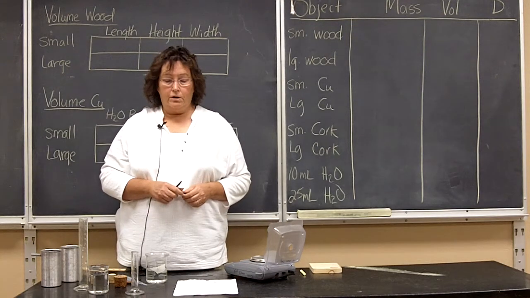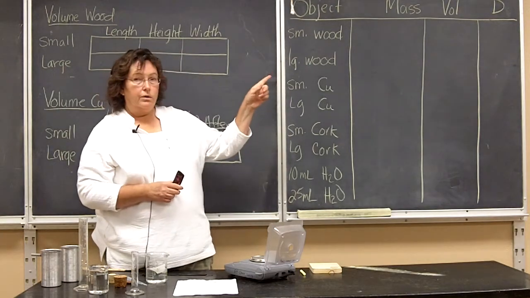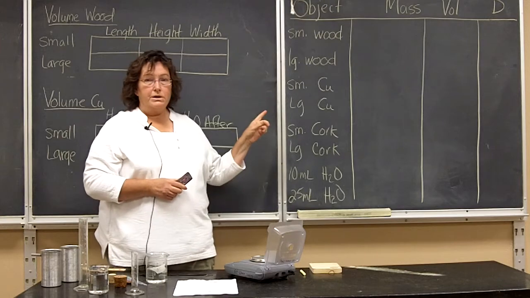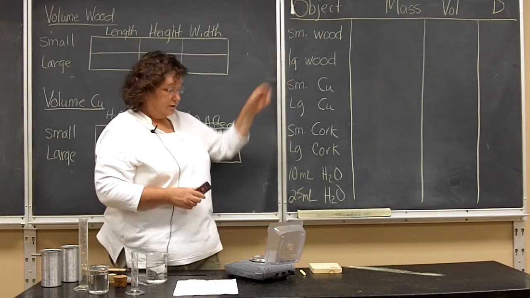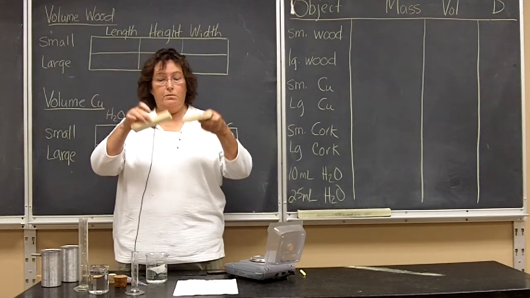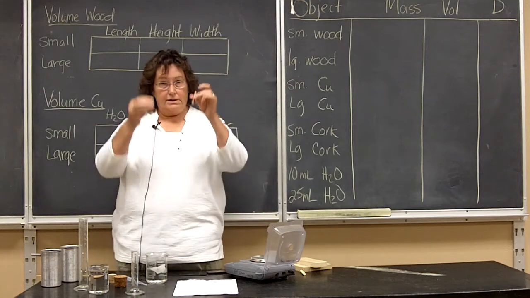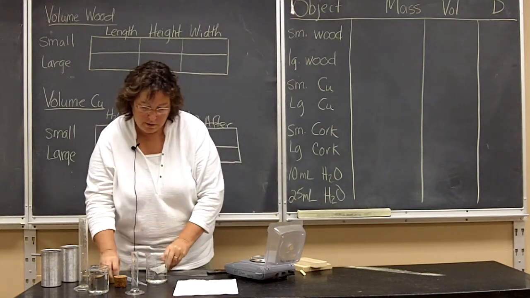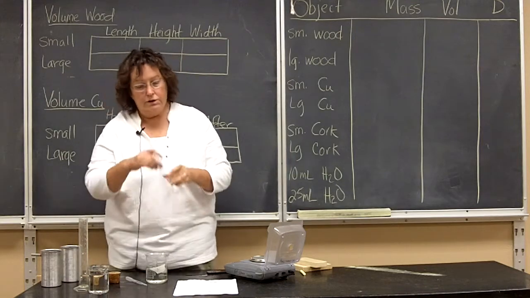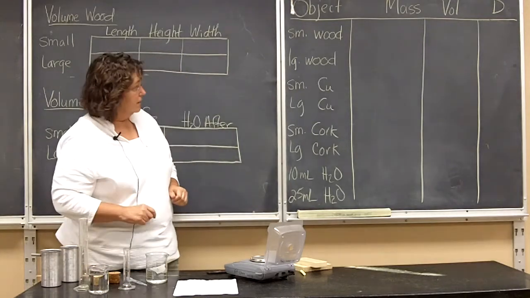Right, in this video clip, we're actually going to take our measurements so that you can calculate density. To start with, here are the objects I'm going to measure. I've got two different pieces of wood. They were cut from the same board, but two different sizes. Got two different sizes of copper, two different sizes of cork, and I'm going to measure out two different amounts of water. Let's get started.